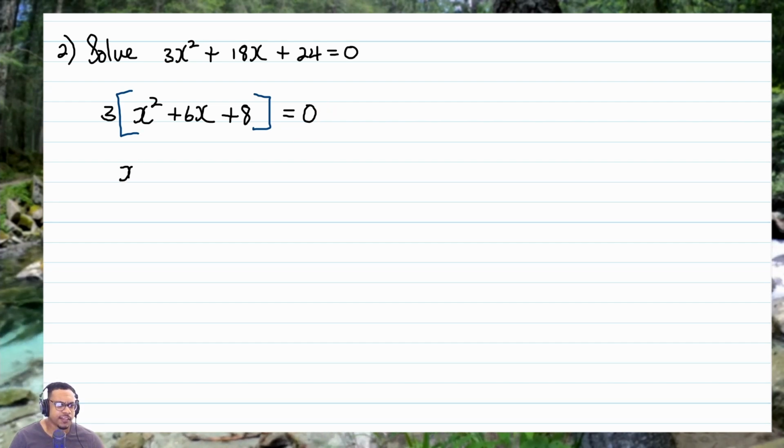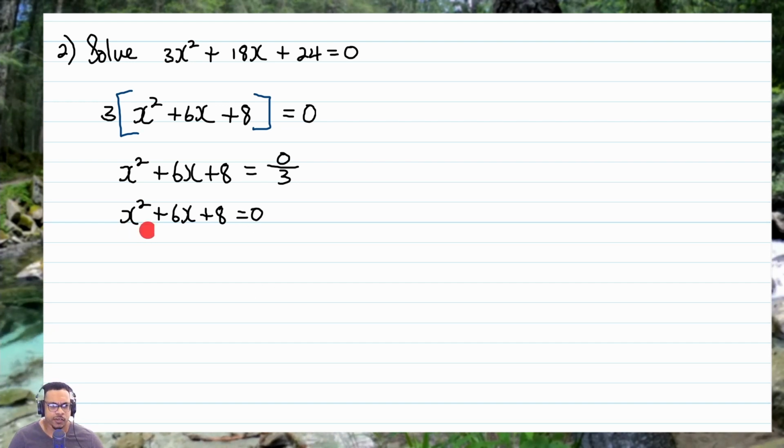So I'll have x squared plus 6x plus 8 is equal to 0 divided by 3. And any number with 0 as a numerator would be equal to 0. So I'll have x squared plus 6x plus 8 is equal to 0. Now I can complete the square on this quadratic expression.